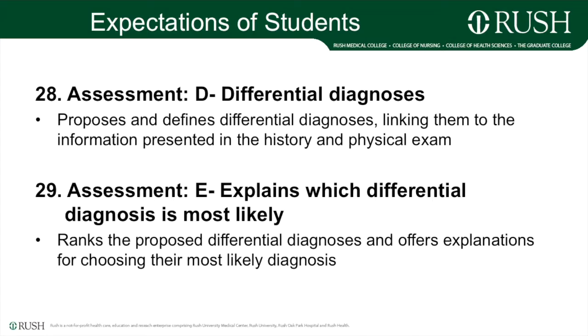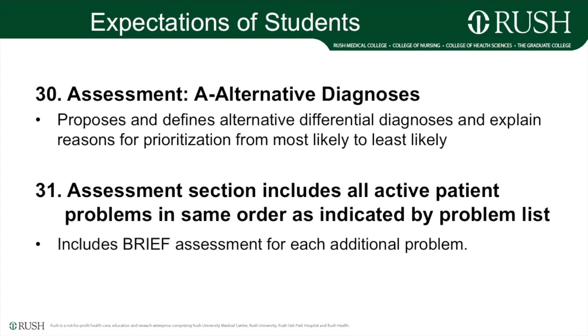The E stands for explaining which differential is most likely. They should rank the proposed differentials and offer explanations for choosing their most likely diagnosis. The A is for alternative diagnoses. Students should propose and define alternative differentials and explain the reasons for prioritization from most to least likely. Lastly, the assessment should include all active problems within the patient's problem list. Only the chief complaint needs to have the full assessment using the IDEA method. All other active problems can have a brief assessment.